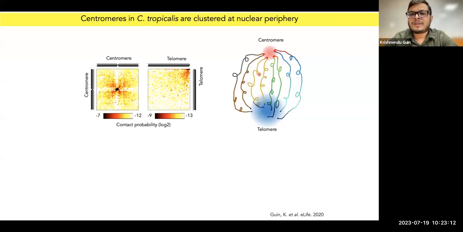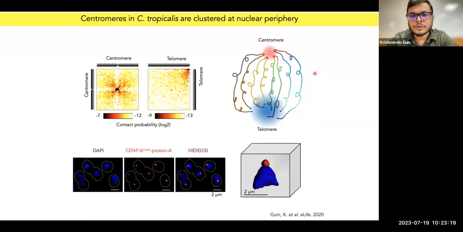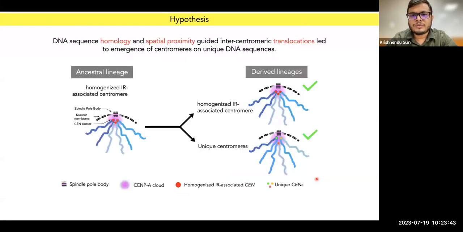And this Rabl-like conformation, we validated with imaging of Candida tropicalis nuclei stained with CENP-A. These red spots are CENP-A, and the genome is stained with DAPI. So you see that the centromeres are generally associated with the nuclear periphery, and they don't have contact with the rest of the genome.